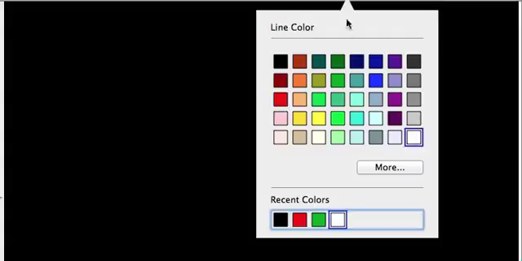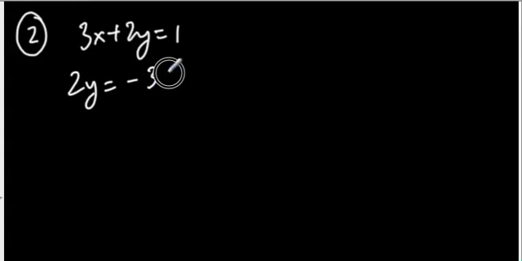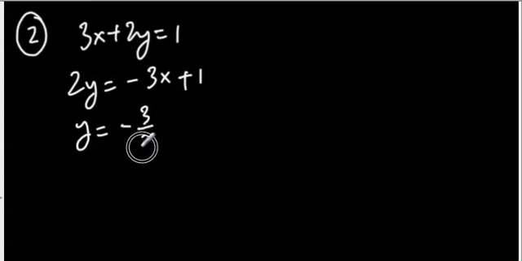Okay, let's do number 2. What is it? So it's 3x plus 2y equals 1. All right, so maybe if you feel more comfortable, we can rearrange this to get sort of y equals mx plus b. So what that means is 2y is equal to negative 3x plus 1. I just moved it to the other side. And so then y is equal to negative 3 over 2 x plus 1/2.